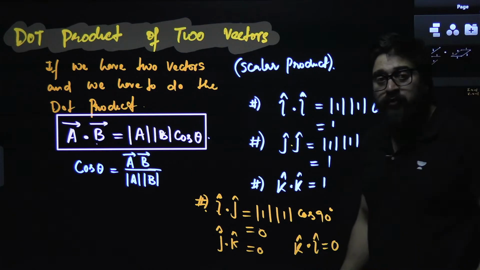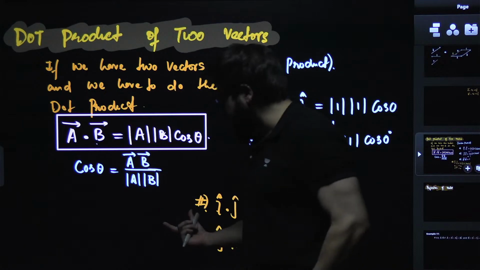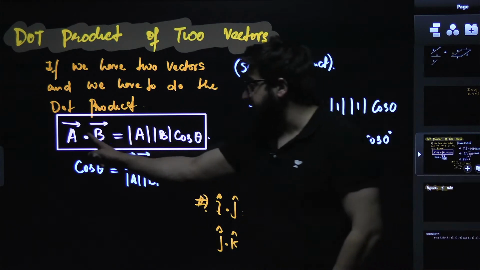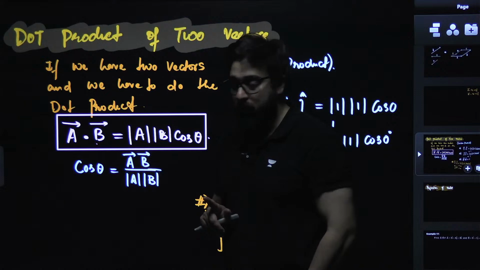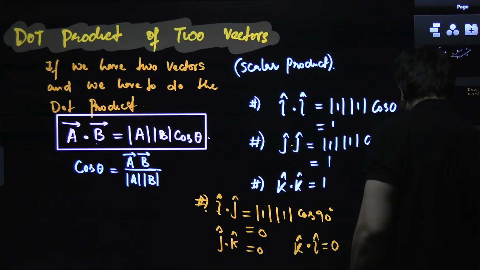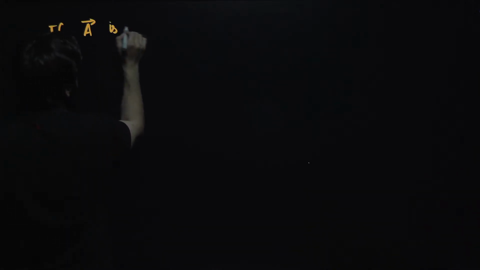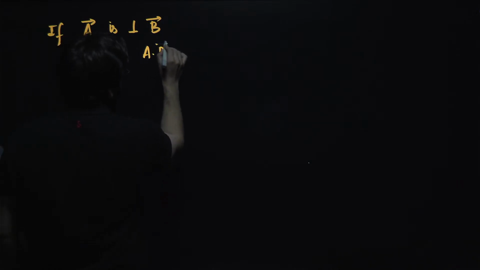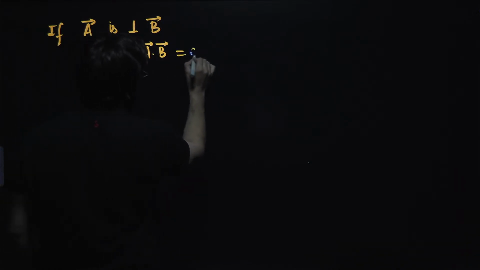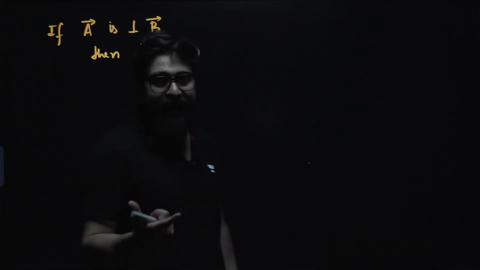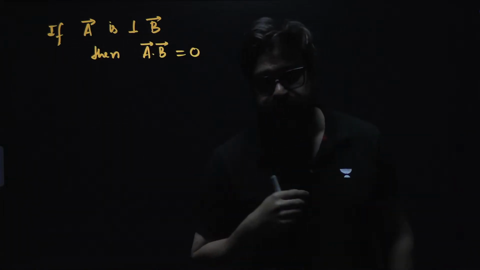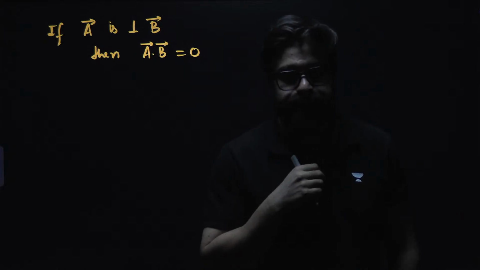So from now onwards, you will remember that if the angle between the two vectors is 90 degrees, their dot product will be 0. I'll mention over here: if A vector is perpendicular to B vector, then A dot B is equal to 0. Why? Because the angle between these two is 90 degrees, that's why A dot B is 0.